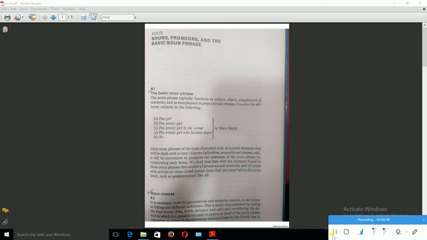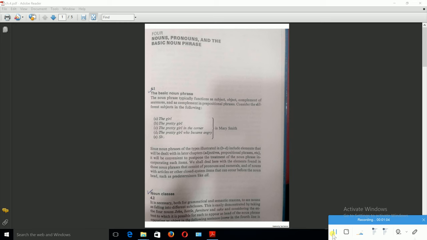Consider the different subjects in the following. The girl is Mary Smith. The pretty girl is Mary Smith. The pretty girl in the corner is Mary Smith. The pretty girl who became angry is Mary Smith, and she is Mary Smith.